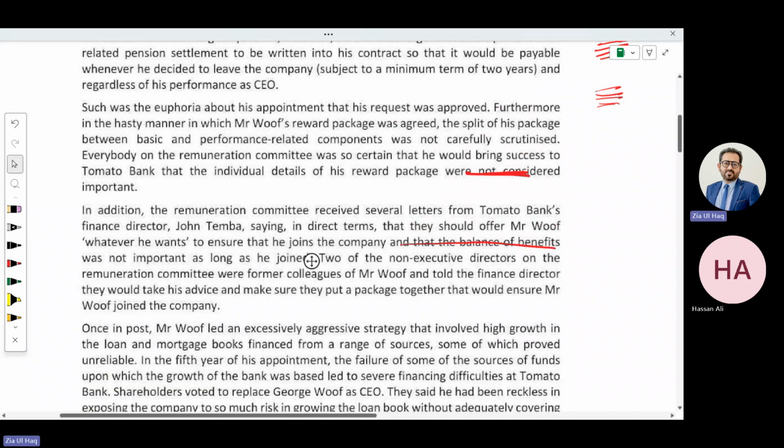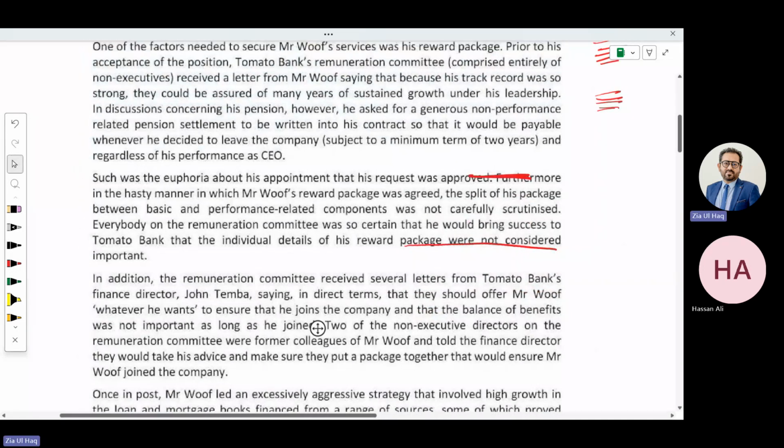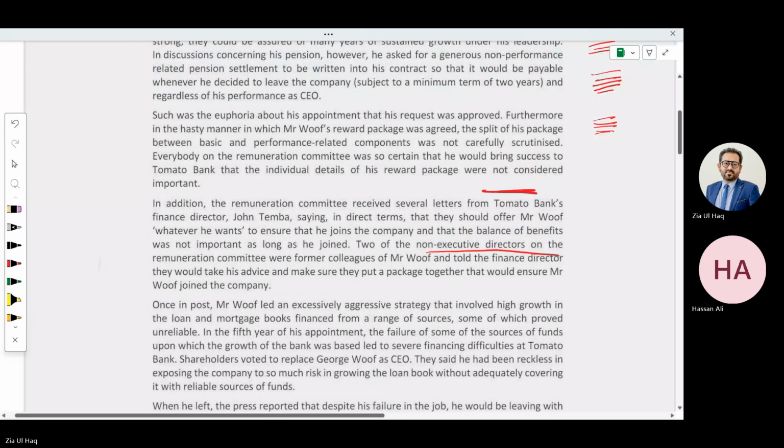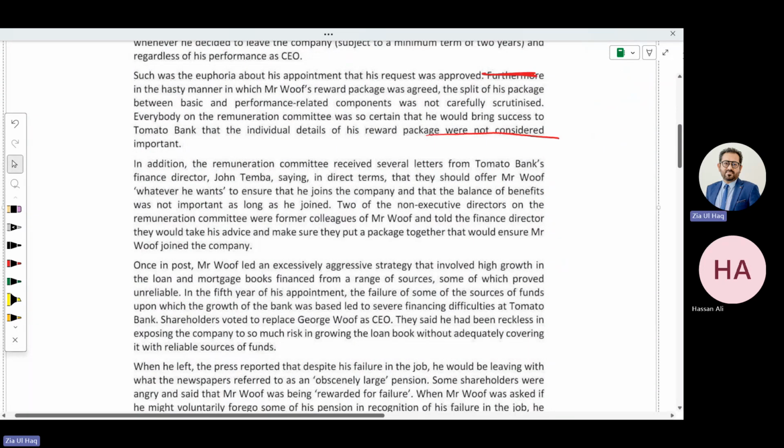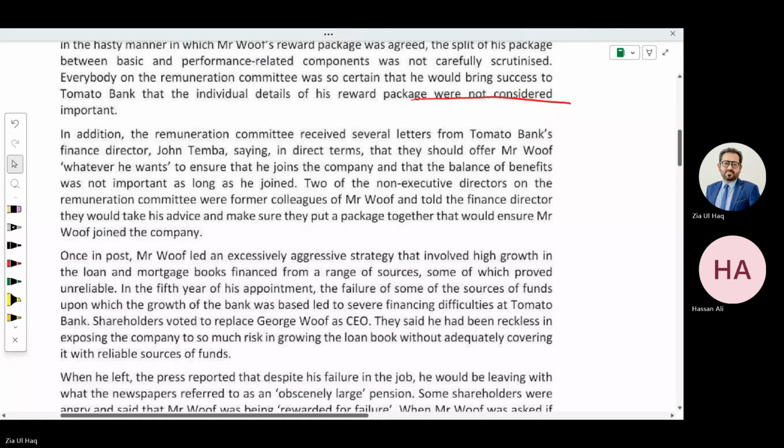In addition, the remuneration committee received several letters from Tomato Bank's finance director, John Tamba, saying in direct terms that they should offer Mr. Woff whatever he wants to ensure that he joins the company and that the balance of benefit was not important as long as he joined.